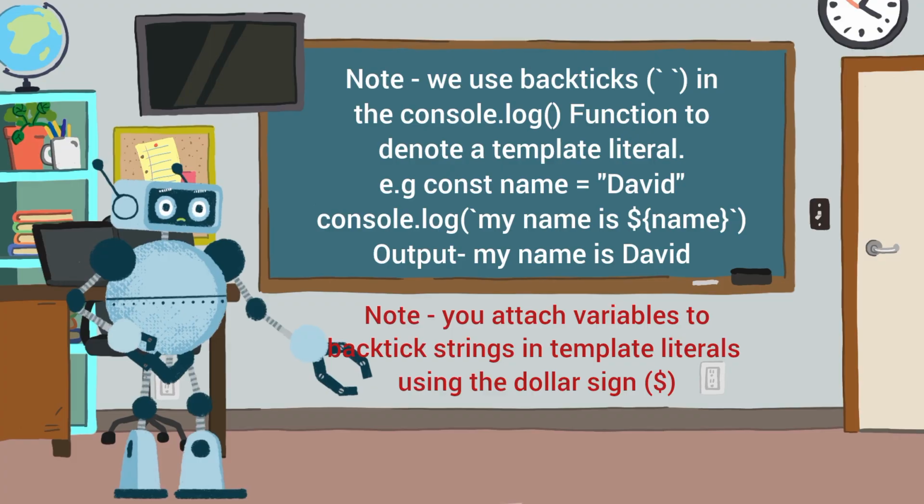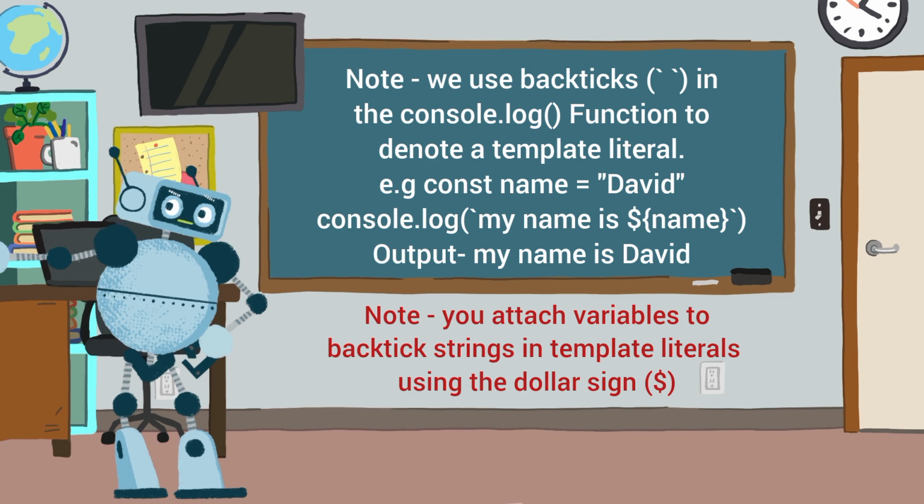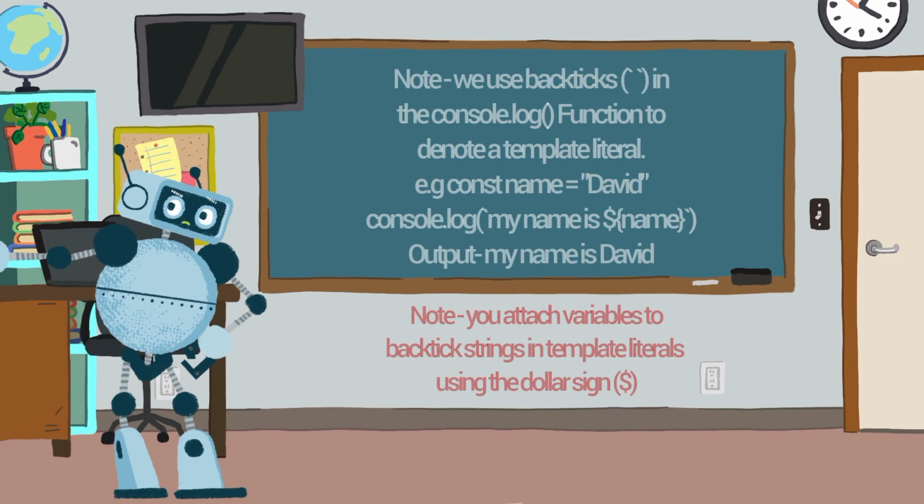We use backticks to create template literals. Then you can attach a variable into the console.log function with a text via $, in order to display "hello," the text, and "David," the variable. This allows us to inject variables directly into our text.